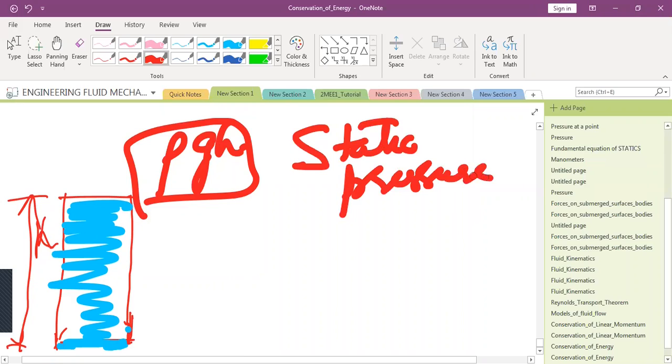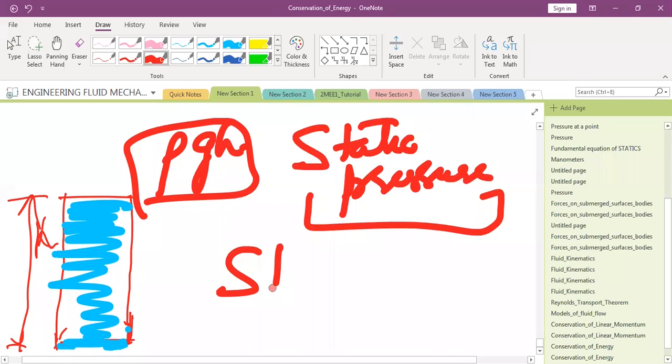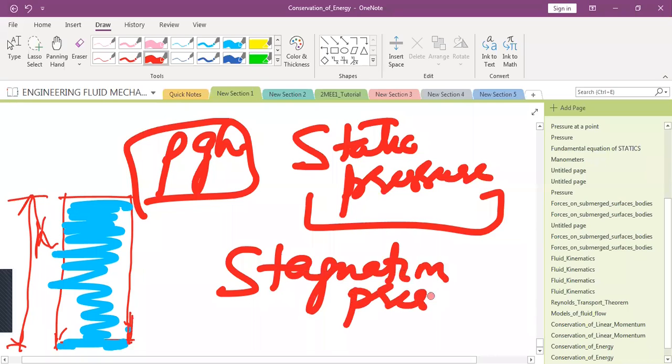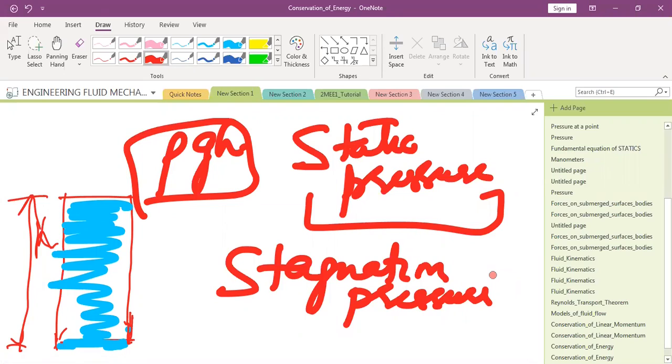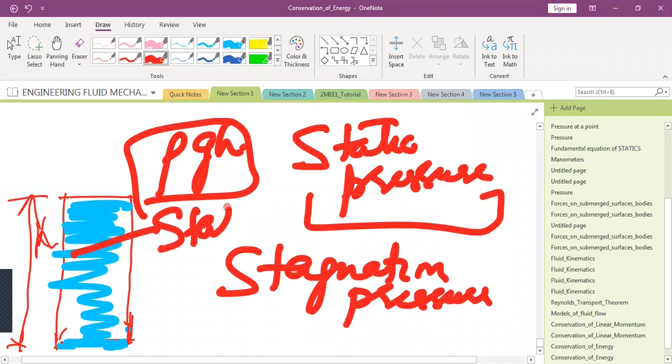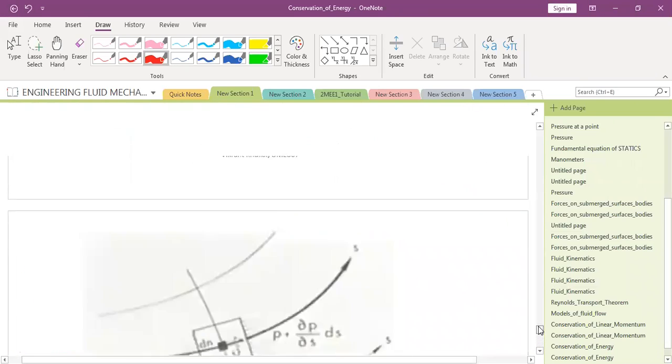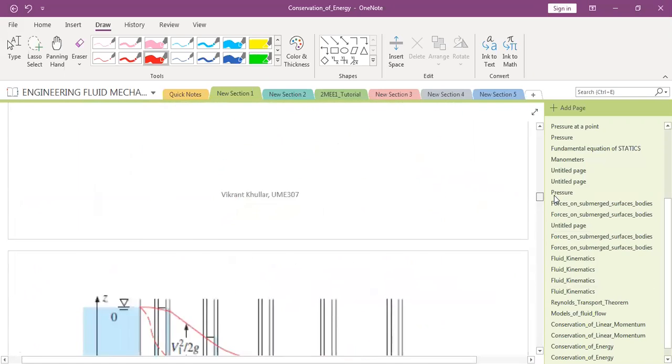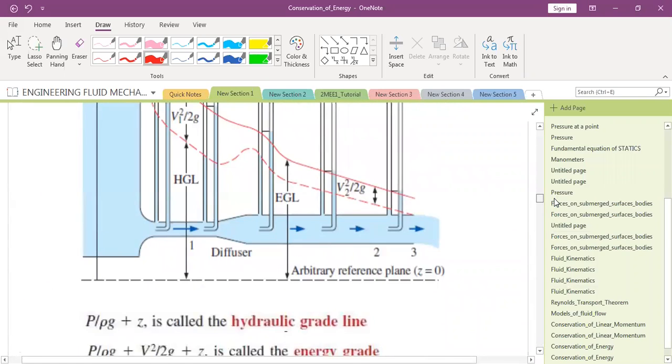And if the fluid is not flowing, this is also what? Stagnation pressure. Are you clear? Yes, sir. Any doubts to anyone? No, sir. So static pressure and stagnation pressure can be used interchangeably when the fluid is stationary. Are you clear? Any doubts? Now what is happening is, now the fluid is flowing.